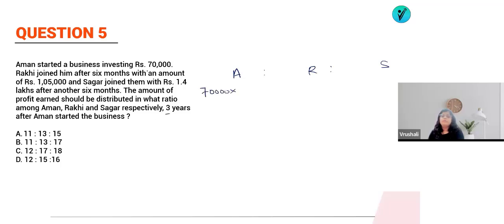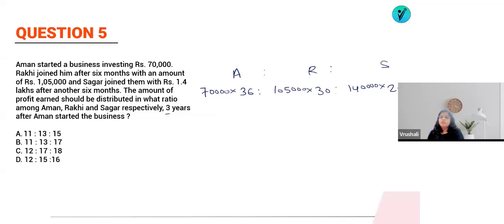And after 3 years means, as I know, after 6 months. So 3 years means how many months? 36 months. Similarly, Rakhi has invested 1,05,000 and she had joined after 6 months. Out of 36, she has invested for 30 months. And after another 6 months, Sagar had joined with 1.4 lakh, means 140, three times 0. And he has invested for 2 years only.